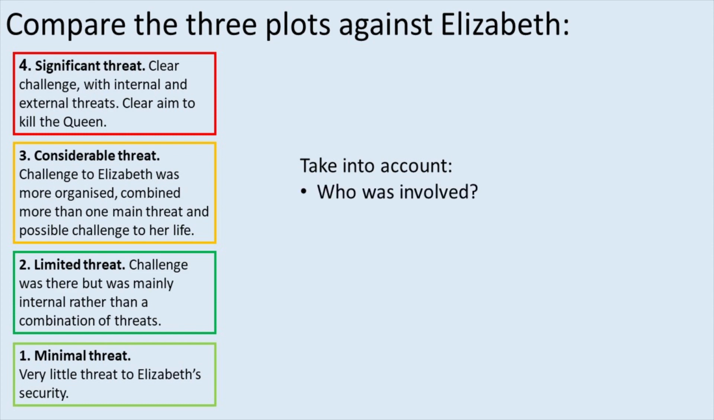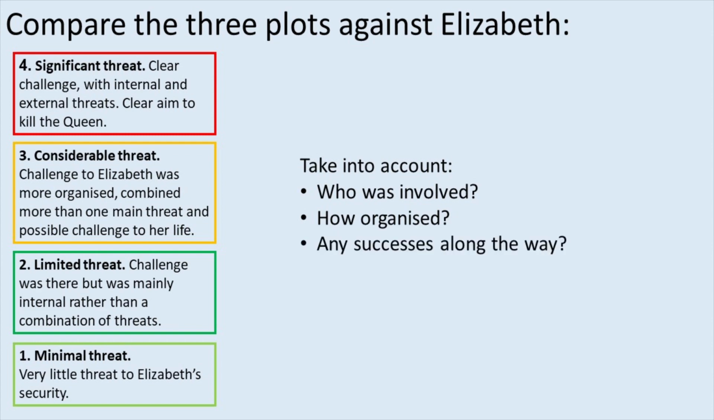Who was involved? Was it just the English plotting against Elizabeth, or were other countries involved too? Were they involved a lot, or just a little? How organised were the plots? How does this impact how much of a serious threat they were to Elizabeth? And finally, were any of the plots partially successful? Obviously, none of them succeeded in removing Elizabeth from the throne, but were they successful at anything else? Does this make them more threatening?